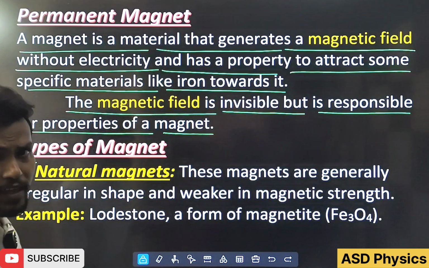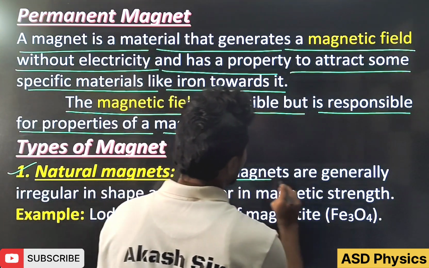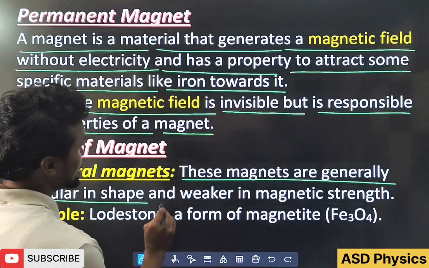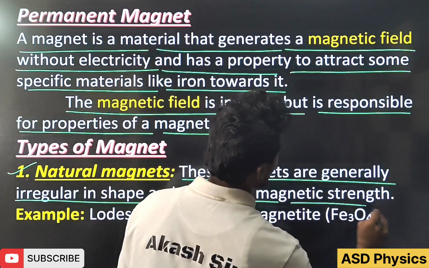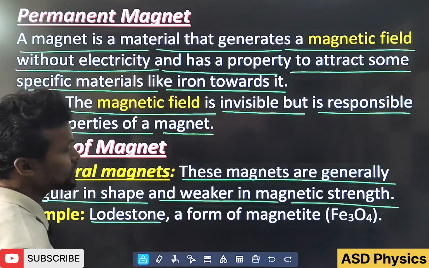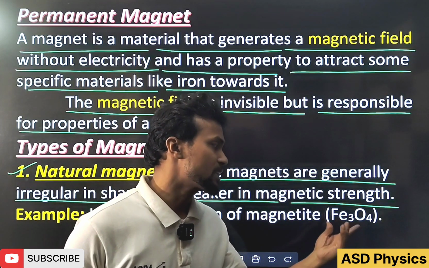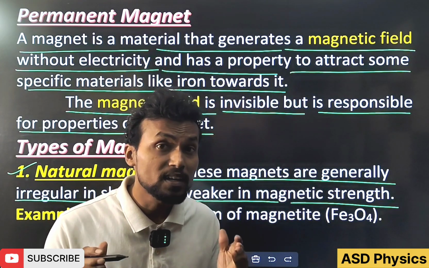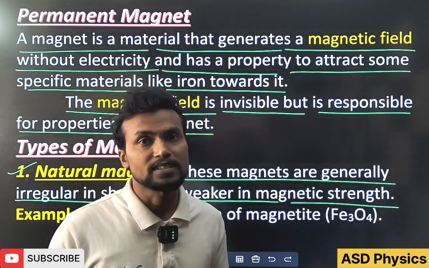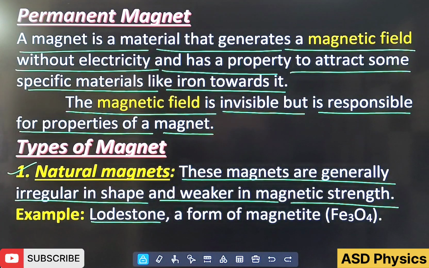Now let's see the types of magnet. First one, natural magnet. Let's see. These magnets are generally irregular in shape and weaker in magnetic strength. Example, you can see lodestone, a form of magnetite Fe3O4 is the natural magnet. Directly we will get from the nature this kind of magnets. Okay, can you see here very well?